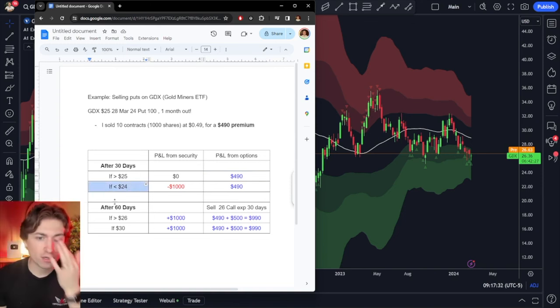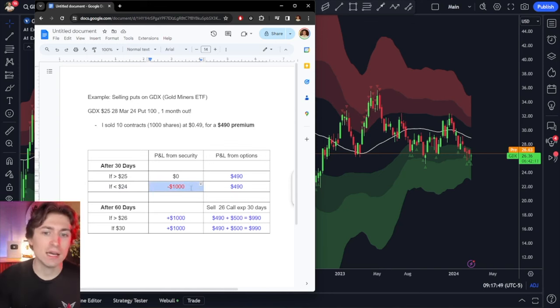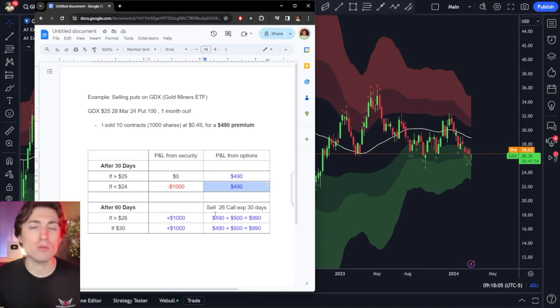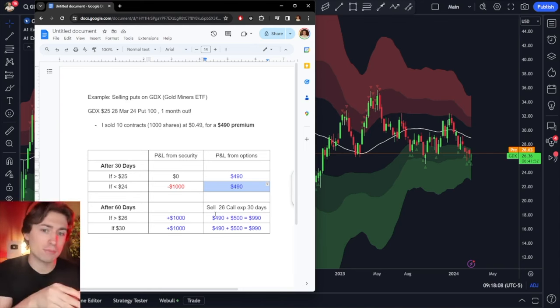But let's just say the price goes to $24. At the end of the expiration day, obviously the put that I sold rocketed in value because the price dropped on GDX. If we're at $24 per share, I am down $1,000 on my position because the strike price of $25 is what I agreed. I still have to buy it at $25, so I am down $1 per share. I have 1,000 shares, so I'm down $1,000 on the security. But I still collect the $490 in premium. No matter what, you always still collect your premium. If you sell the option, you collect the premium because you were the insurance seller, basically.